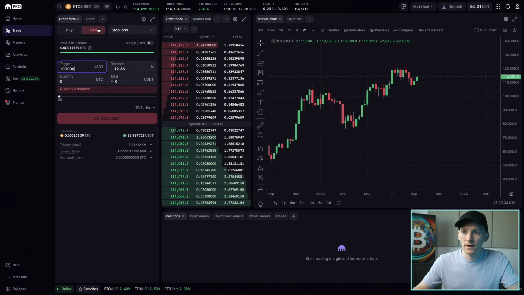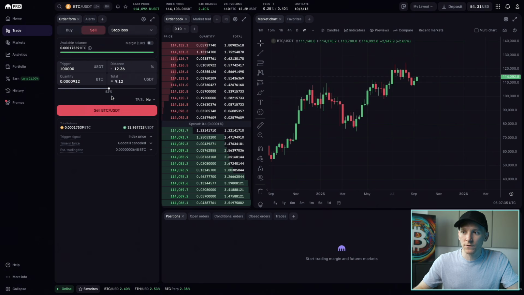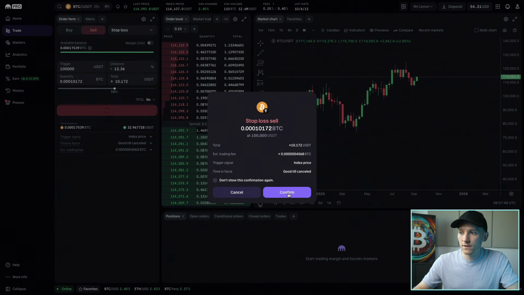And this is a sell order right here. And choose the quantity that you want to trade. And I'm going to be selling BTC at this price. So that is a stop loss because I'm stopping a loss at 100,000 from this price here if it comes down to prevent further losses if the price comes lower. So sell BTC like this, confirm.